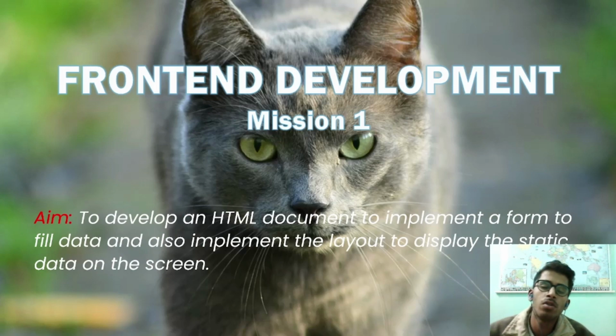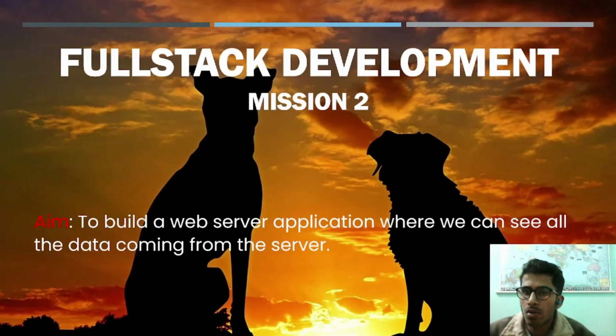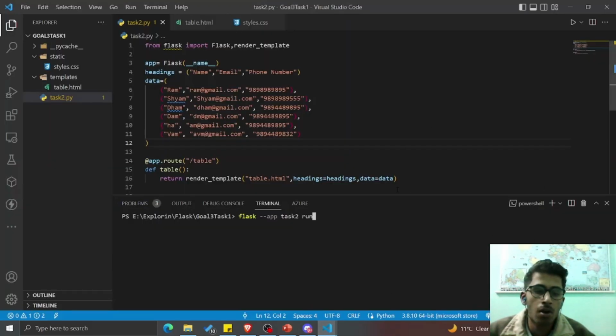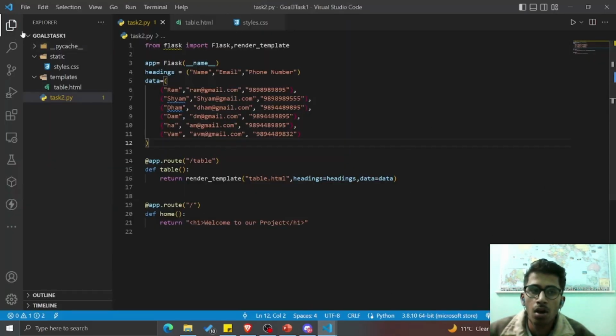Now moving on with the second task that was given as full stack development, and the aim was to build a web server application where we can see the data coming from the server, right? Okay, now let's move to the demonstration part. Now, as you can see here, the file structure, you can understand how the file has been written.